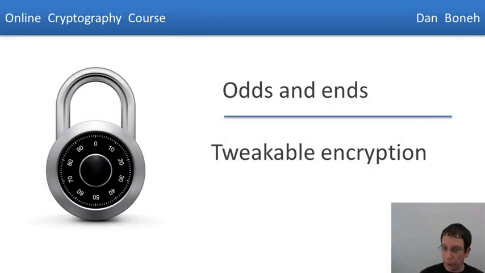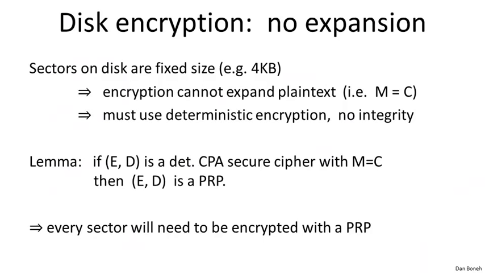In this segment, we're going to look at another form of encryption called tweakable encryption. I'm going to motivate tweakable encryption using disk encryption as an application, and we'll see disk encryption as yet another application for deterministic encryption. So the disk encryption problem is that we want to encrypt sectors on disks. Say each sector is 4 kilobytes long.